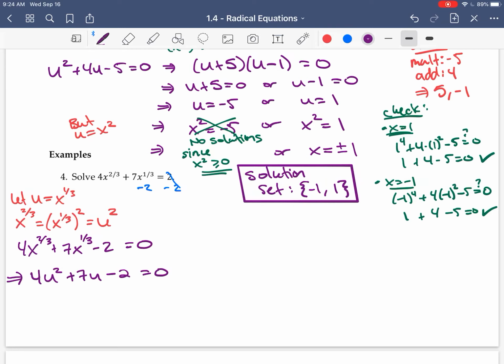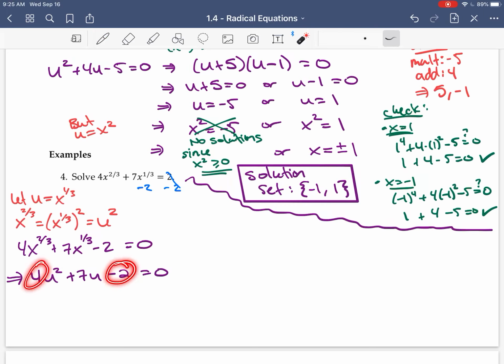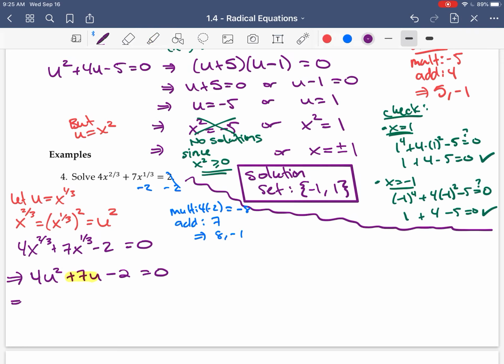And now we can factor this. I just want to keep that separate. So I want two numbers that multiply to give 4 times negative 2. So let's write, multiply 4 times negative 2, so negative 8, and add to give 7. So that's going to be positive 8 and negative 1. So now I split up this middle term into two terms. So it's 4u squared plus 8u minus u. So that 7u became these two terms.